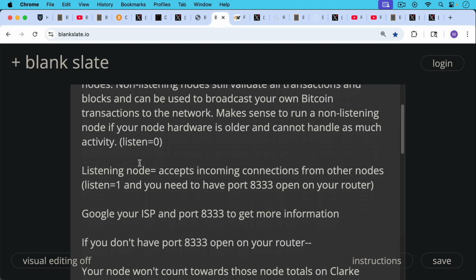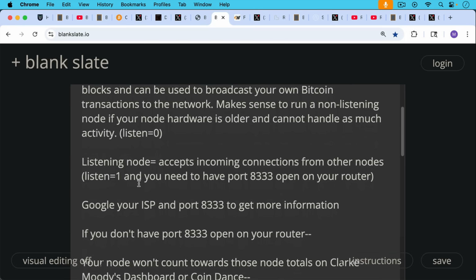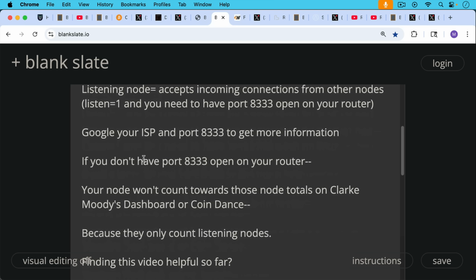A lot of people in the comment section have been asking me to point this out, so I thank you for that. If you want to know whether this port, port 8333, is open, there are a couple ways to check, which I'm going to show you. One thing you can do is Google the name of your ISP, whether it's Comcast or Spectrum or one of these, and then Google port 8333 to get more information. If you don't have this port open on your router, your node will not count towards those node totals on Clark Moody's dashboard or CoinDance that we've been looking at, because those services only count listening nodes, though it will show up, I believe, on Luke Dasher's, because he does count non-listening nodes as well.